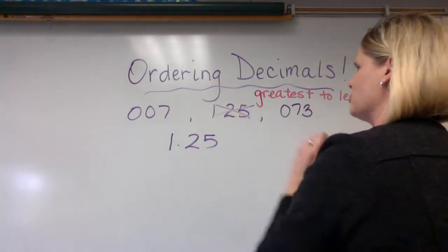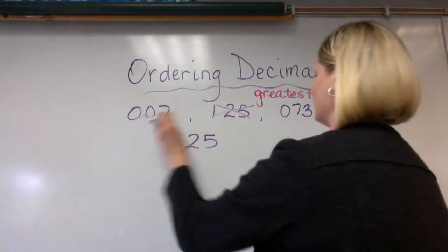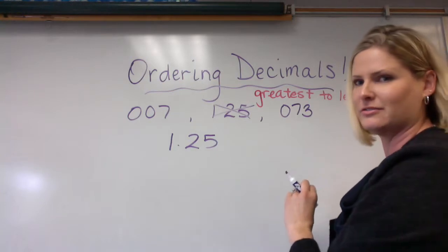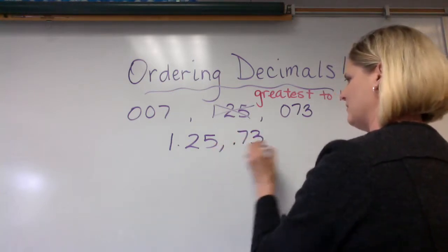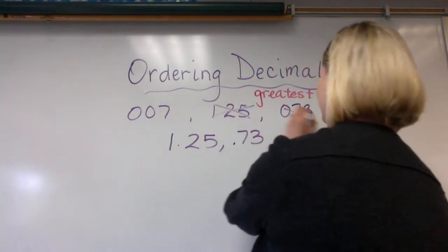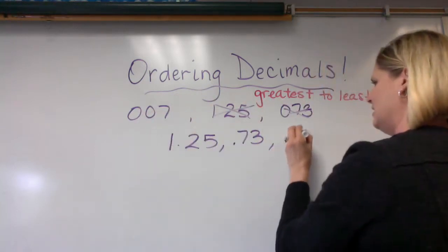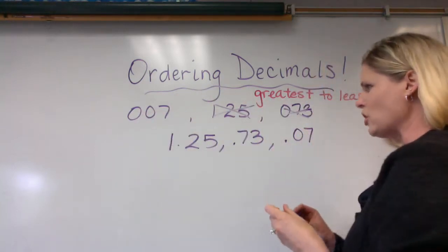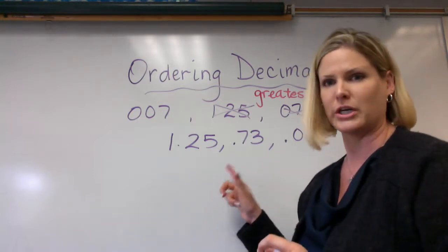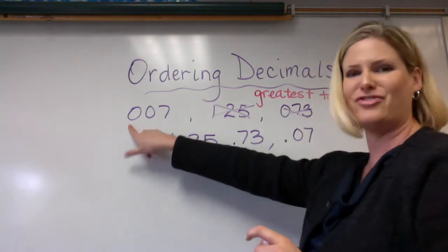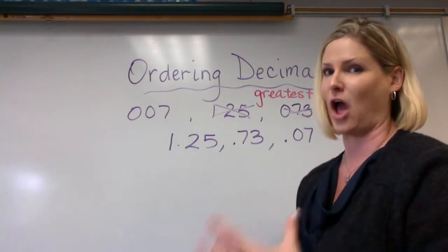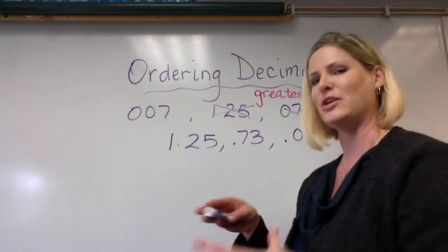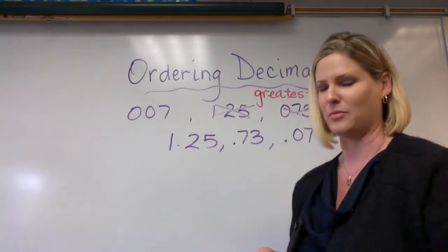Okay, so we did 125. Now if you do 7 and you got 73, which one's larger? 73. So I'm going to put my decimal in there, 73. And then the only one that I have left is 07. So the only way this is going to work is if you put in the zeros in the places that are not there, so that you can see where the numbers will line up.